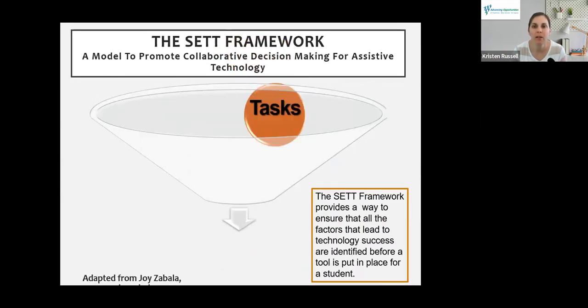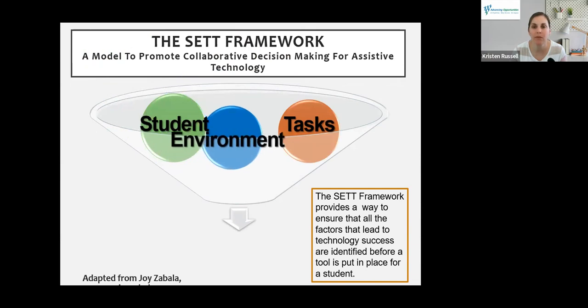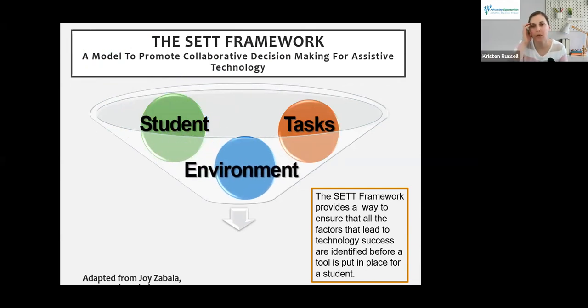One other thing I'll touch on briefly. There is a framework in assistive technology that's really commonly used. It's called the SET framework, and maybe some of your school districts already use this. It's a way to think through all of the factors that lead to identifying what the assistive technology would be for that student, in a very systematic way.